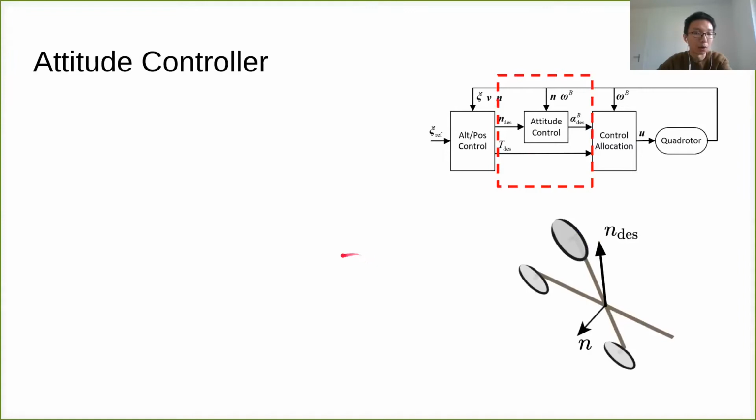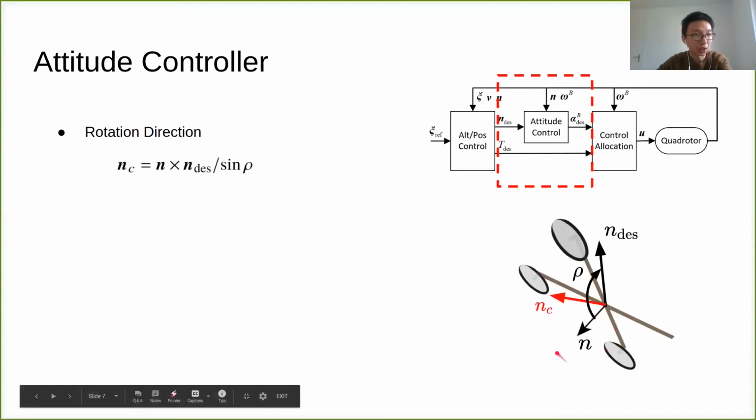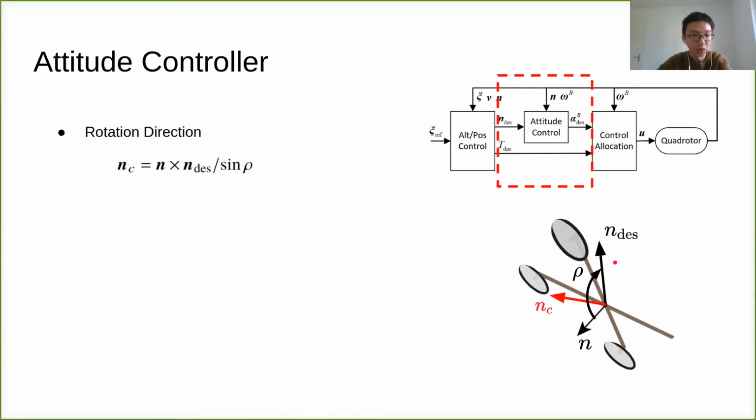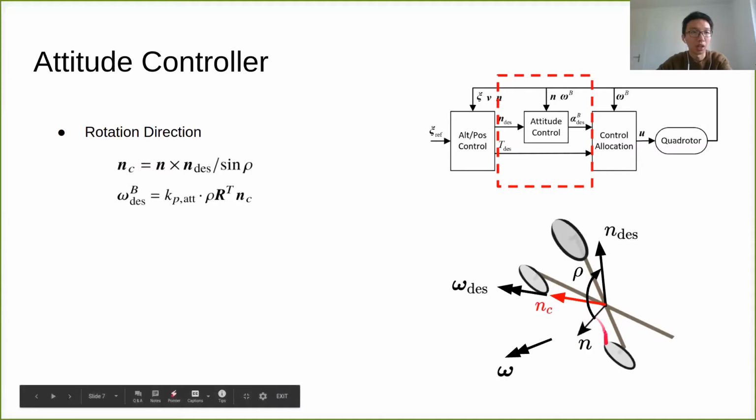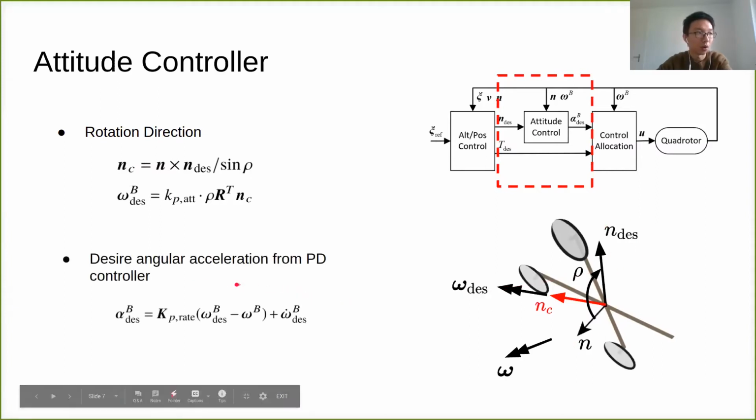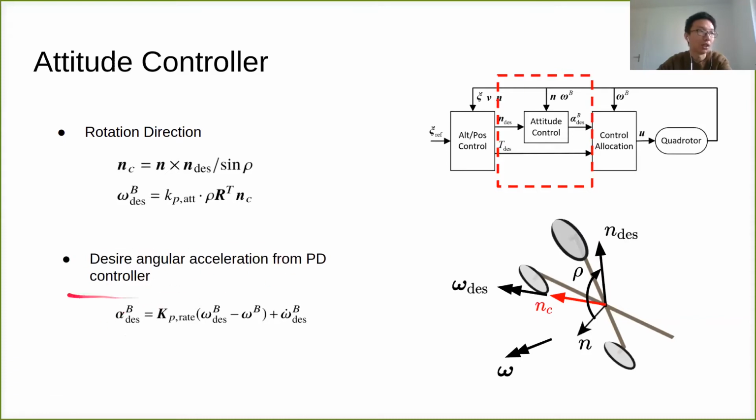In the second part, namely the attitude controller, we find a rotation direction n_c that is perpendicular to both the current thrust direction n and its reference. Naturally, the angular rate command is defined on this direction. So if the drone has these angular rates, it will finally align n with n desired. Therefore, we derive a desired angular acceleration alpha desired from a PD controller.